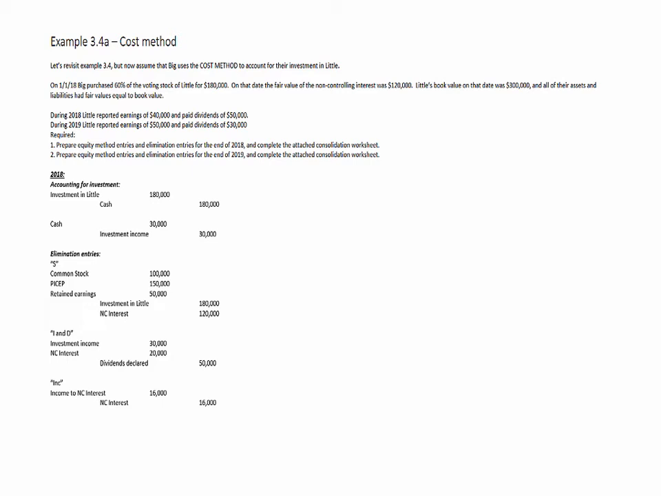So again, as far as our elimination entries in the year of acquisition are concerned, the only change is that we're combining the I for investment income and D for dividends entry, because the dividends received by the parent are in fact their investment income.